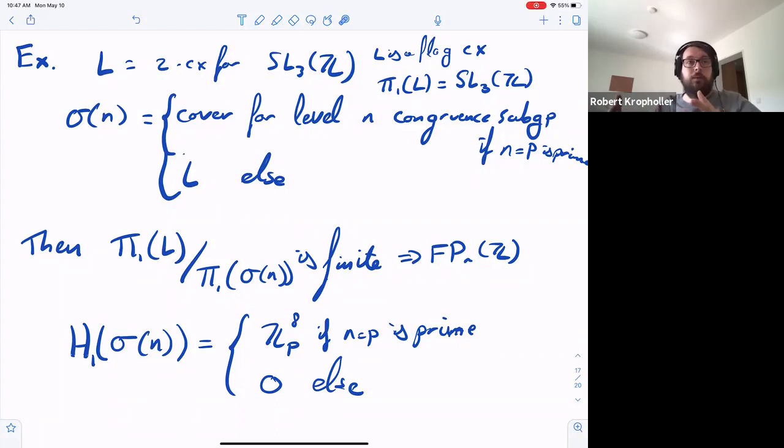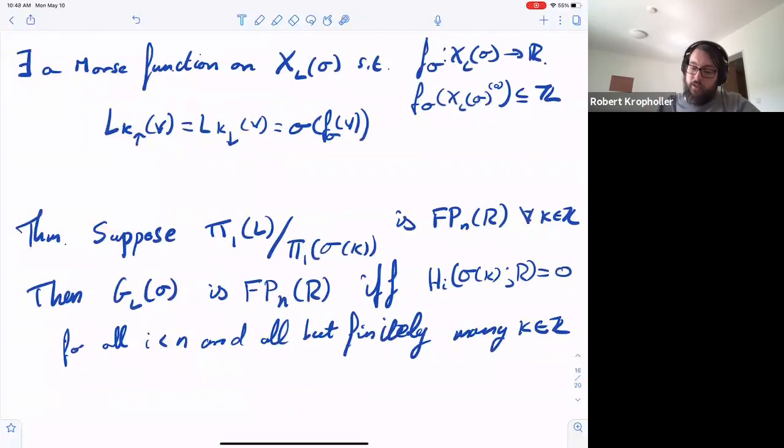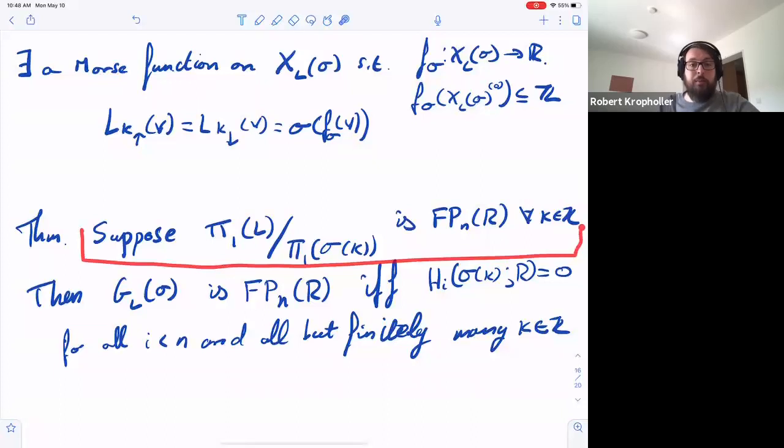And so these congruence subgroups are finite index. And for finite groups, you have type FPN over Z. So in particular, all of these quotients are FPN over R for all N and all R. Okay, so going back to my theorem, I now have this first part all set up, right? By taking finite index subgroups, I've got around this worry here.